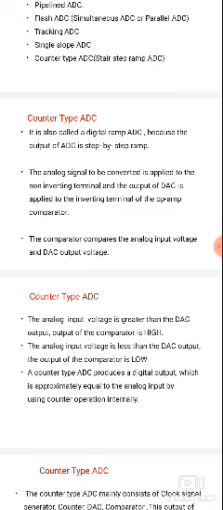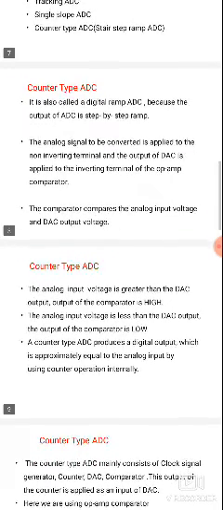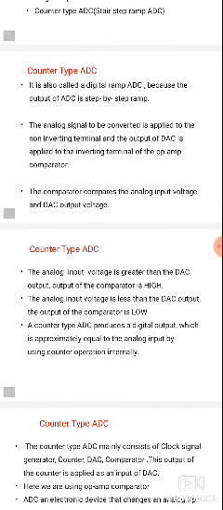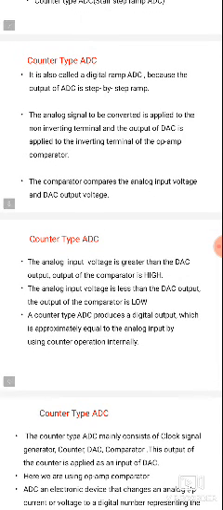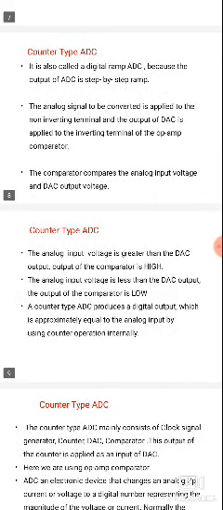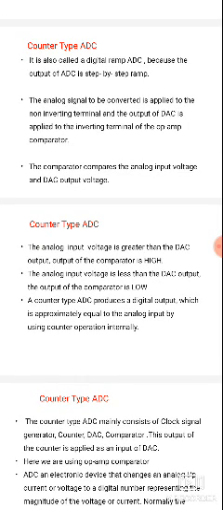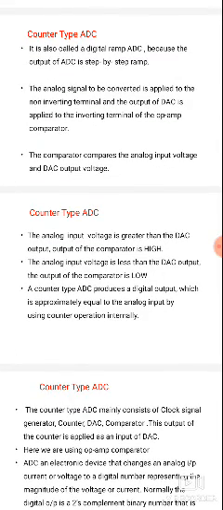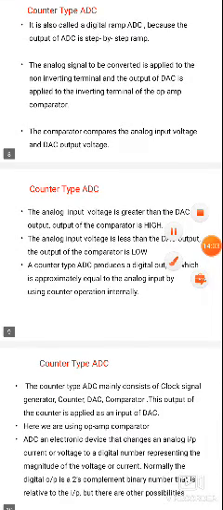Now I am explaining. The counter type ADC is also called a digital ramp ADC. That's why it is called staircase or step ramp. So the counter type is also called staircase, step ramp, or digital ramp ADC, because the output of the analog to digital converter is a step by step ramp, a step by step procedure. That's why it's called the digital ramp or staircase or step ramp method. The output is in the form of a step by step ramp.